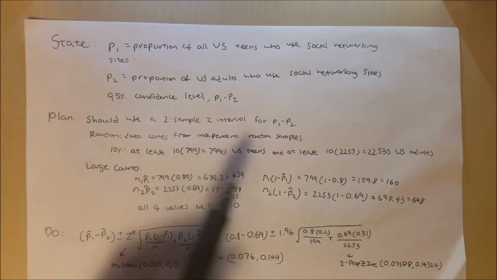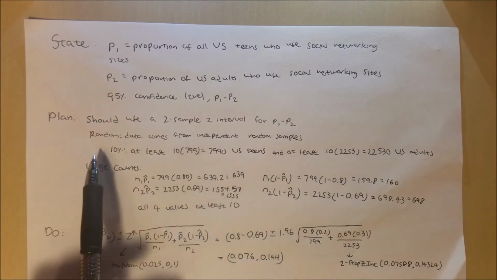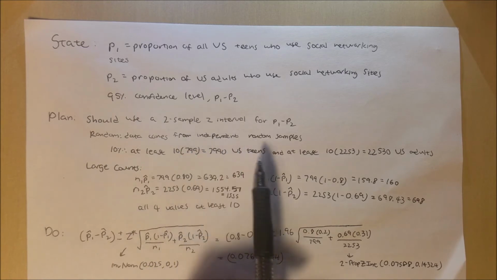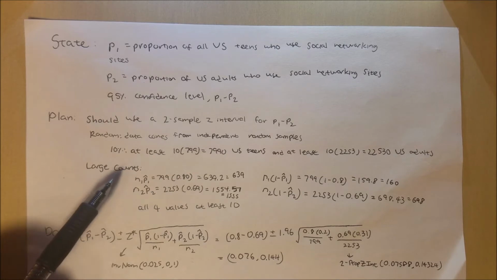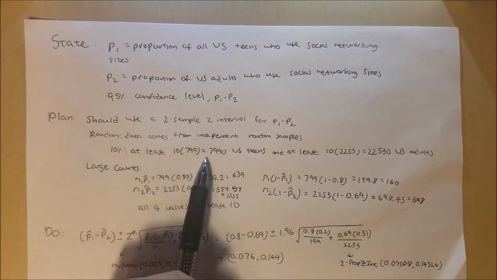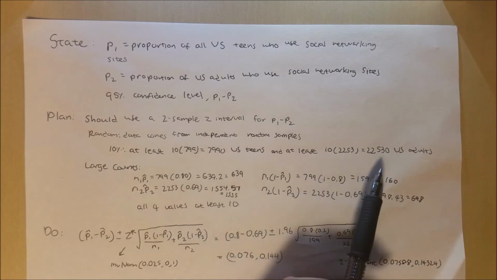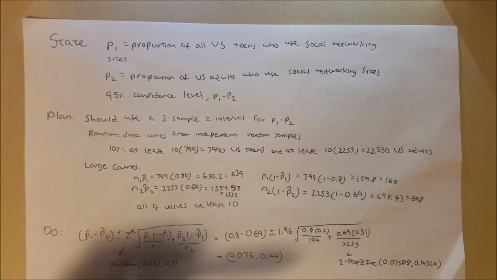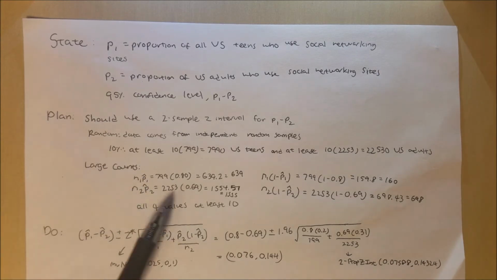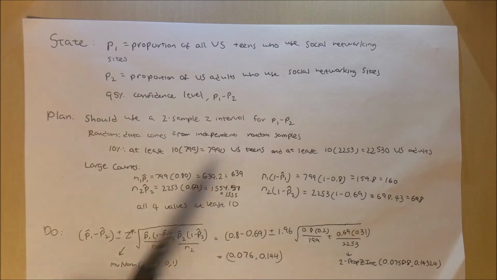And after we test all the conditions, all of them are met because the data comes from 2 independent random samples, and it also satisfies the 10% condition because we can safely assume that there are more than 7,990 US teens and 22,530 US adults. Lastly, it also satisfies large counts, and all these values are at least 10.